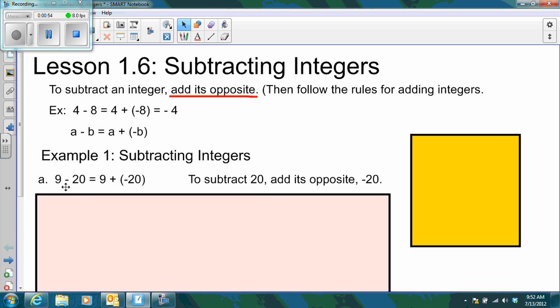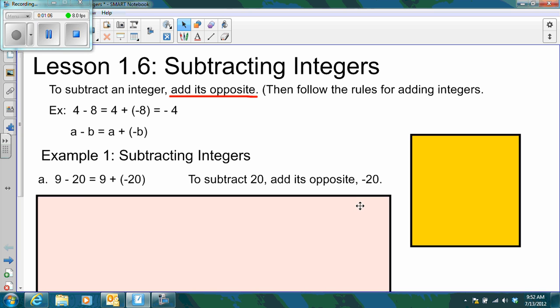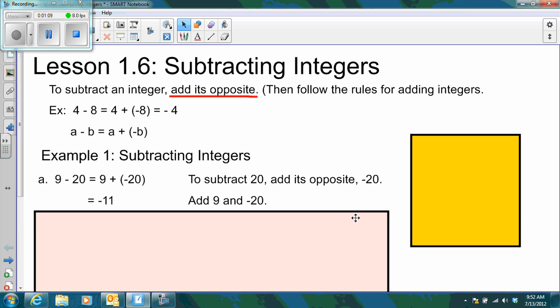So if we had 9 minus 20, we could rewrite that as 9 plus negative 20. So then you subtract 20 and add its opposite. In order to subtract 20, you add its opposite, negative 20. And then we would get our negative 11 when you add 9 and negative 20 together.